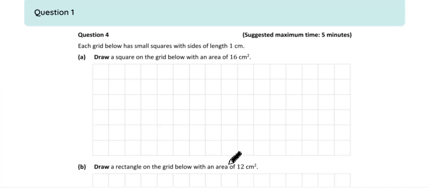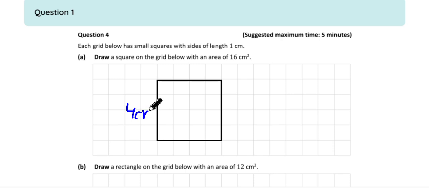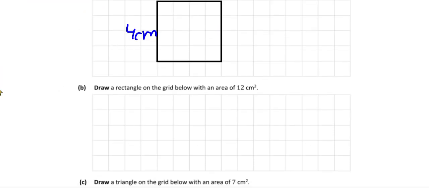Here is: draw a square of area 16. It has to be a square. So most of you did length and width of 4, didn't you? So you did 4 centimeters down, 4 centimeters across, and most people got that answer full marks.